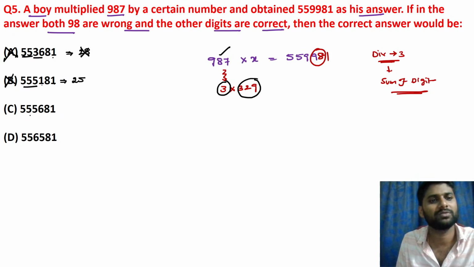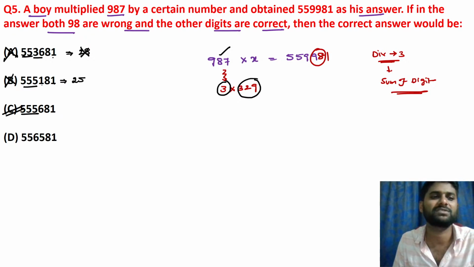And it is also not divisible by 3. It is. So, 555 is exactly divisible by 3. And 8 plus 1 is 9, 9 plus 6 is equal to 15. So, this is the only number which is divisible by 3. Just verify the last option also.